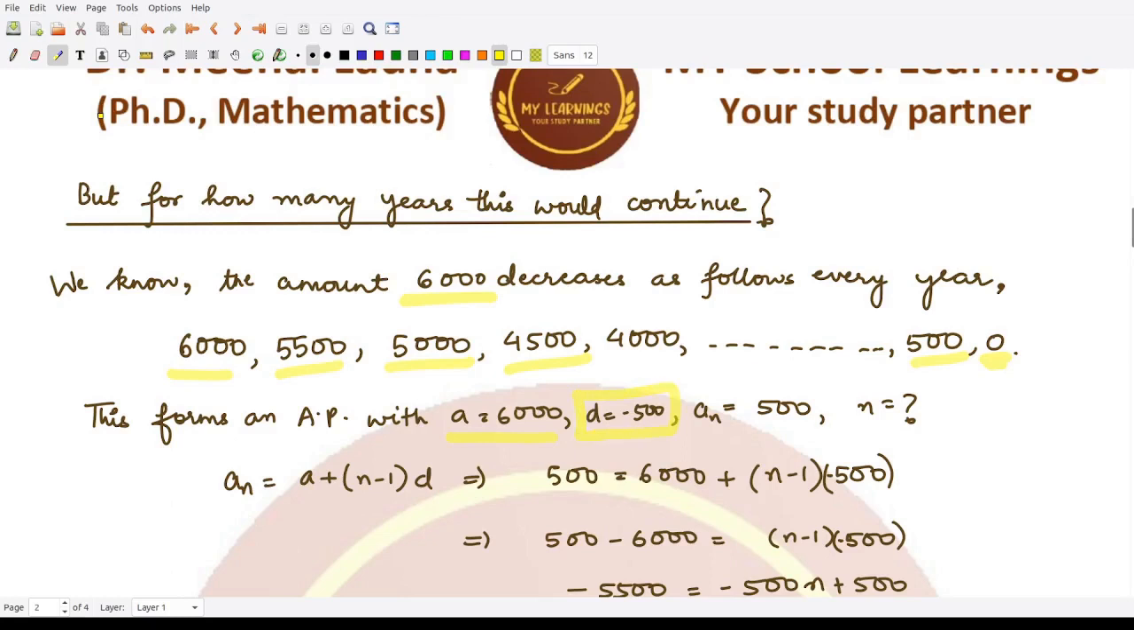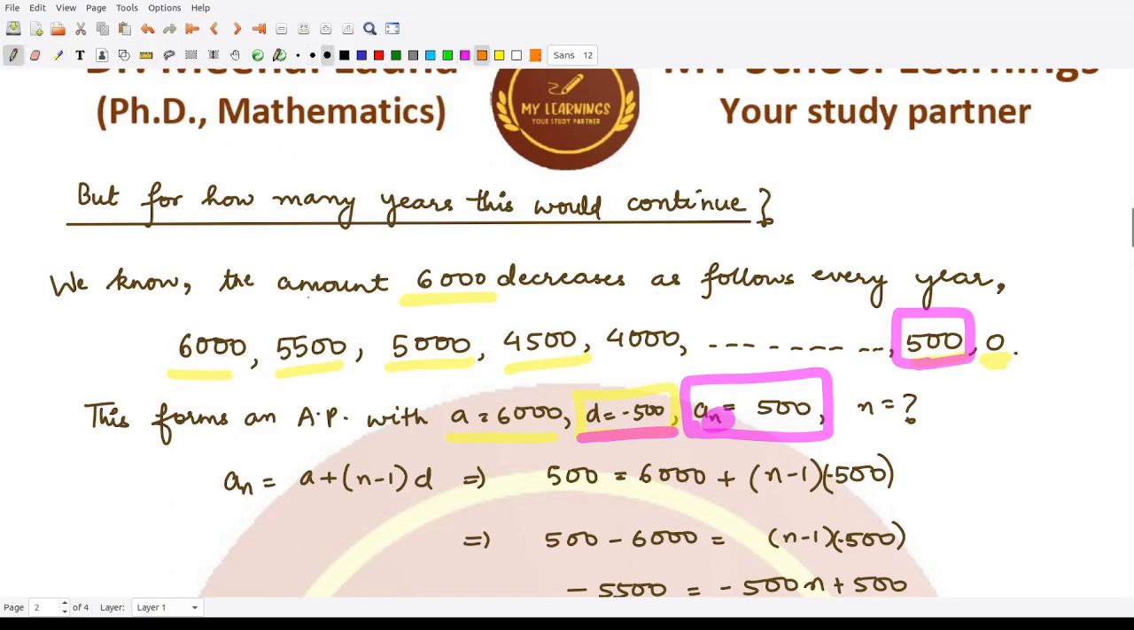Now notice it is not plus 500, it is minus 500, and this a_n, the last term, is 500, because thereafter we would not have to give the interest. So we'll have to give the interest up to this term only, when the principal amount reduces to 500. So therefore we have to calculate for what value of n we should do this, correct?